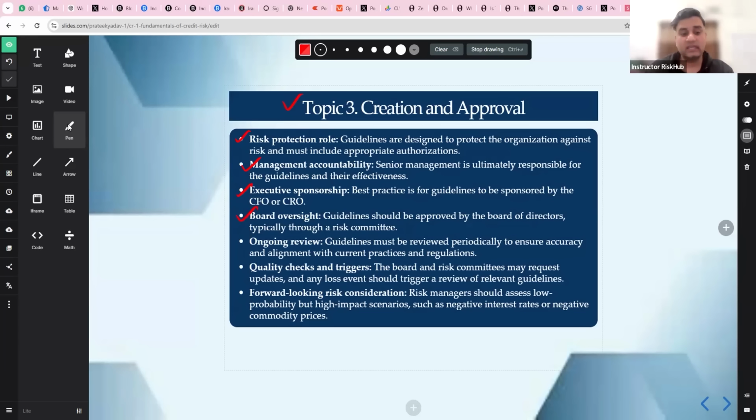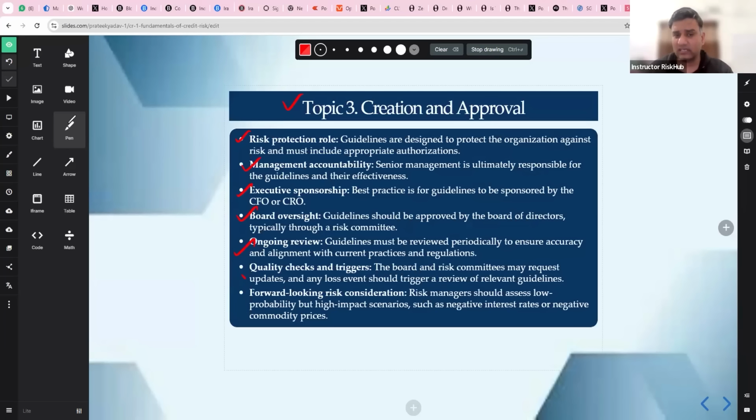Then look at your board oversight. Board risk committee approves. This ensures alignment with your risk appetite. Strategic consistency. This connects to your ICAAP, your stress testing framework, your capital buffers. Then you have to have ongoing review. Policies must evolve. Why? Because since 2008, regulators have tightened. Stress scenarios have expanded, model risk has increased. This links directly to your Basel III reforms, your capital conservation buffer, your countercyclical buffer.